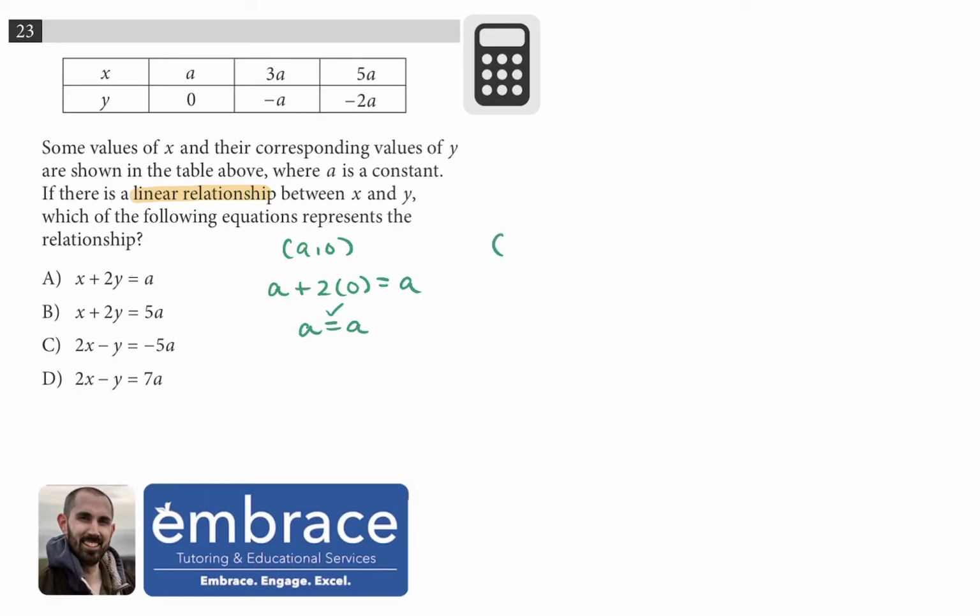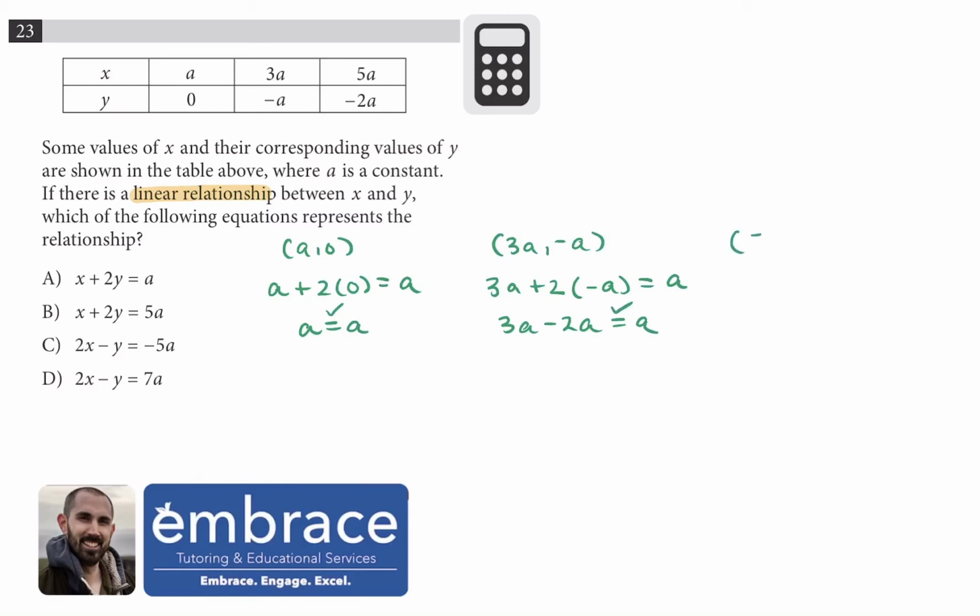All right, let's try the next point, which is 3a comma negative a. I'm going to plug that in. So now x is equal to 3a, and y is equal to negative a. Let's see if this statement is true. So we get 3a minus 2a equals a. That is true as well.